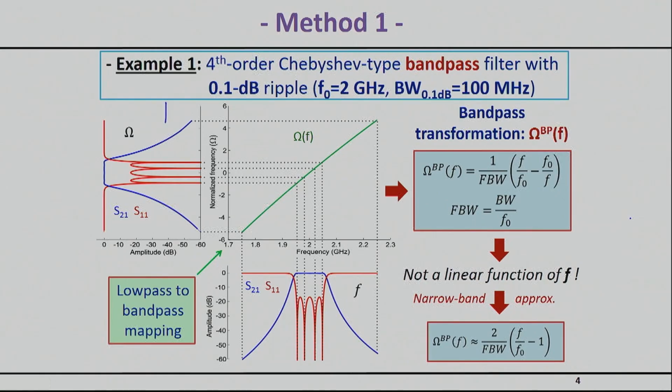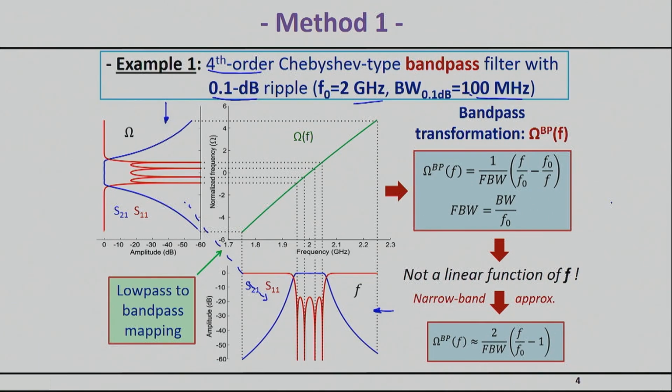This is the normalized frequency domain. This is the case where my cutoff is at omega equal to 1, and I have both negative and positive frequencies. This is the real response that I want. In this particular case, for example, I want a fourth-order Chebyshev bandpass filter with a 0.1 dB ripple centered around 2 gigahertz with a bandwidth of 100 megahertz. So if you go ahead and plot what I said in words in a graph, you could see the response here. Obviously, to walk from here to there, you need some type of frequency transformation.